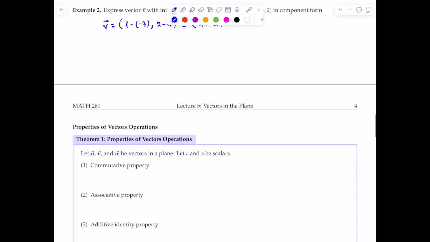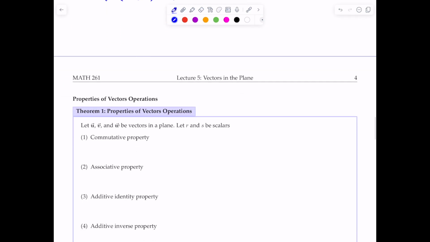The properties of vector operations. Let's say you have three different vectors, u, v, and w, be vectors in a plane, so they have the same size. They are two-dimensional vectors. And I have two scalars, r and s. It doesn't matter the value of r and s, they're just arbitrary scalars. The first property is the commutative property.